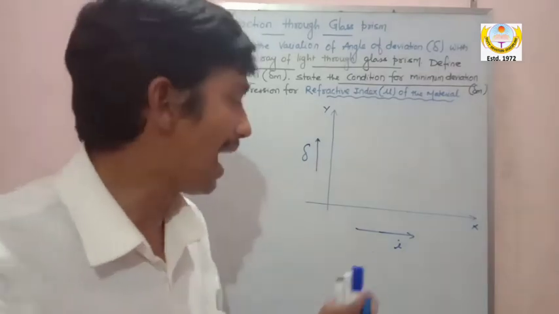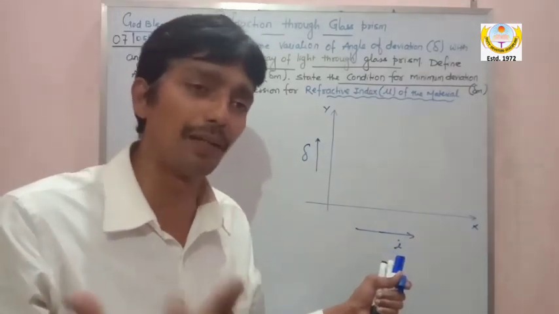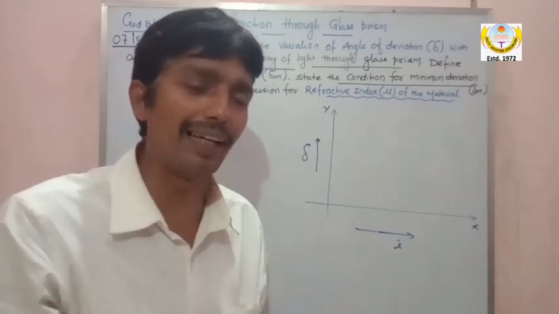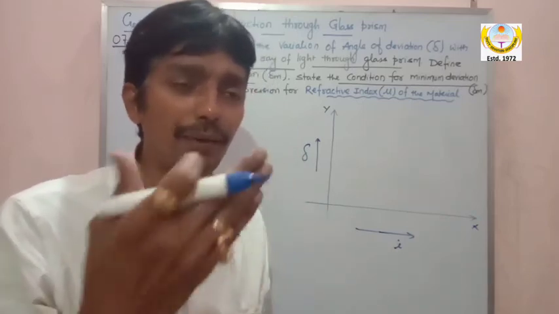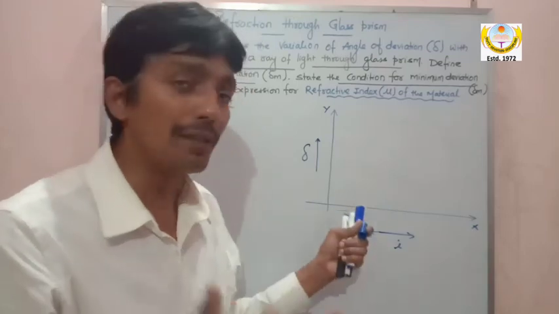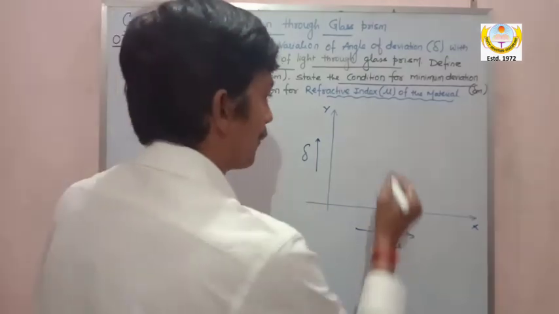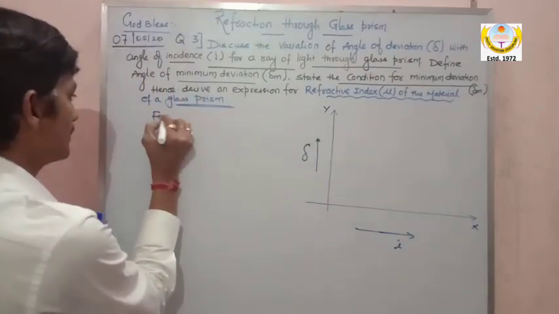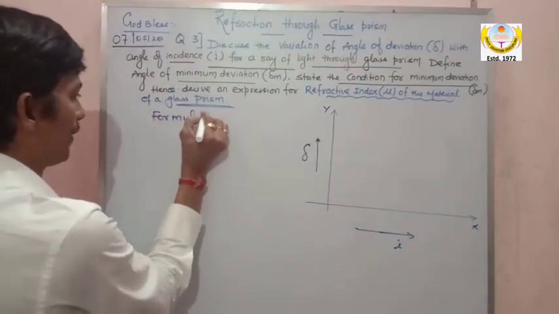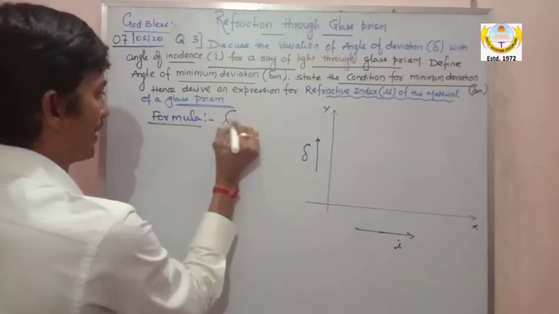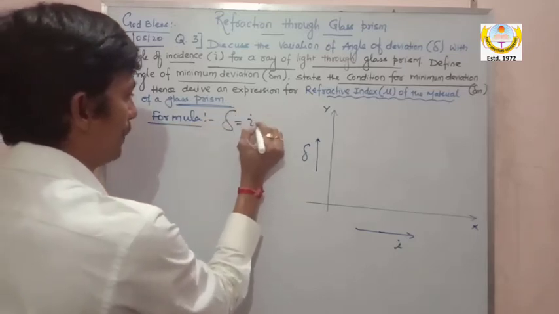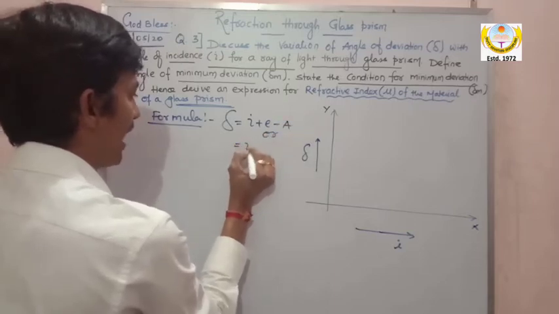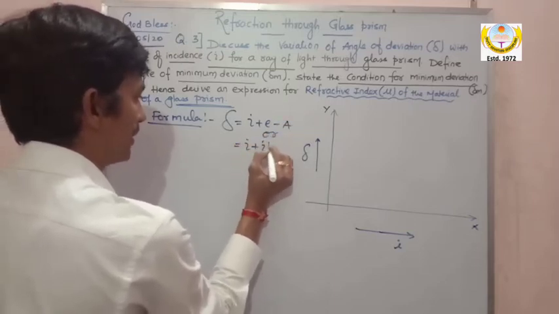I mean to say, you know I from before, while doing the experiment. Accordingly, you take I as 35, you take I as 40 degrees, you take I as 45 degrees, and you calculate delta with the formula, my dear. Here I am using the formula. The deviation formula we have already done: delta is equal to I plus E minus A, or we can say I plus I dash minus A.